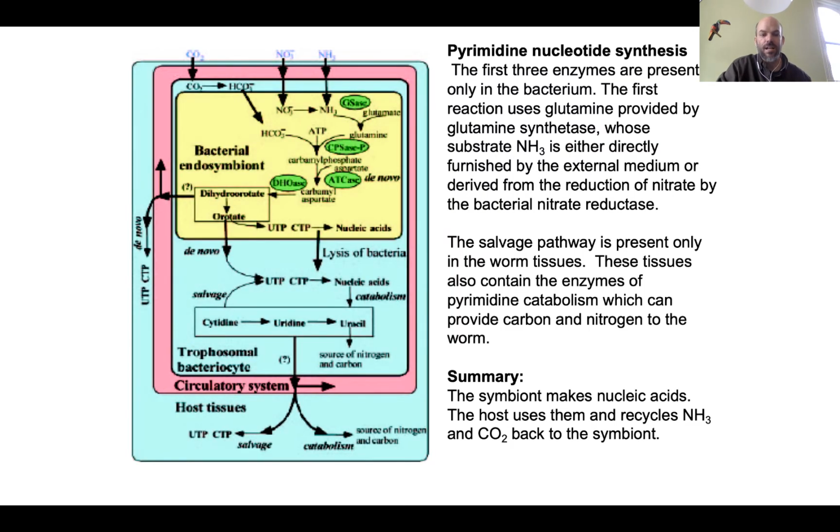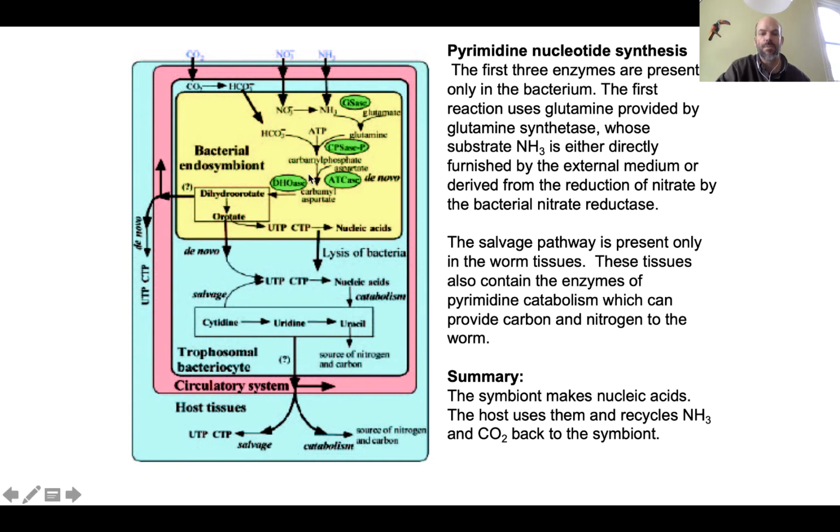A little more detail of how this works. You don't really need to worry about these details, but in case you're curious exactly how this works, one of the main things that the symbiotic bacteria do is that they actually make the nucleic acids for the worm. So in addition to just making food in general that the worm can eat for getting energy, the worm actually can't even make its own DNA except with the help of its bacteria.